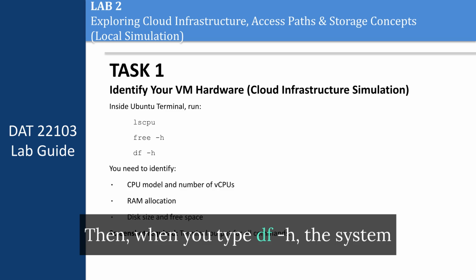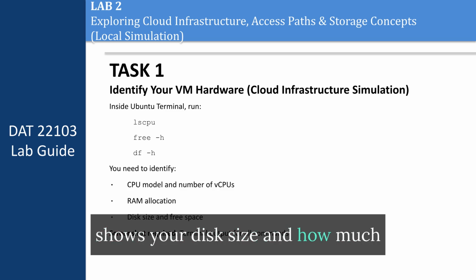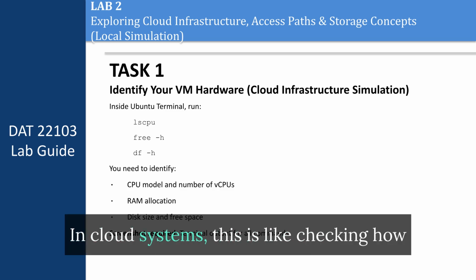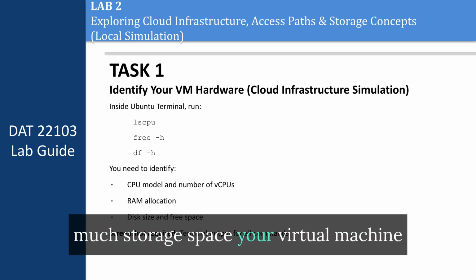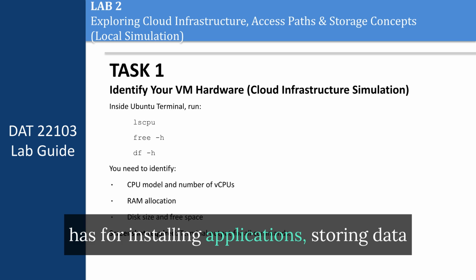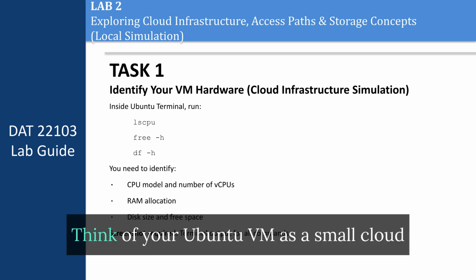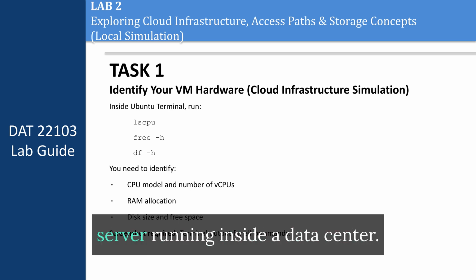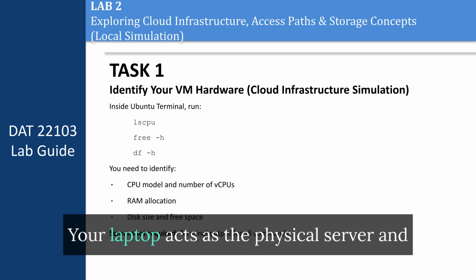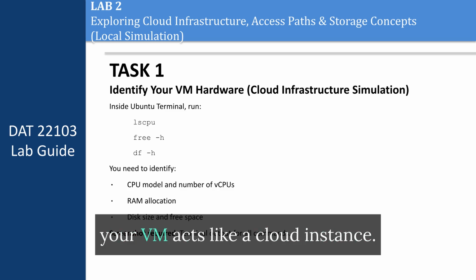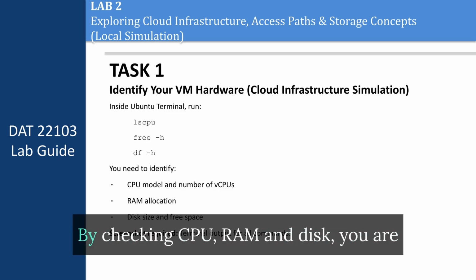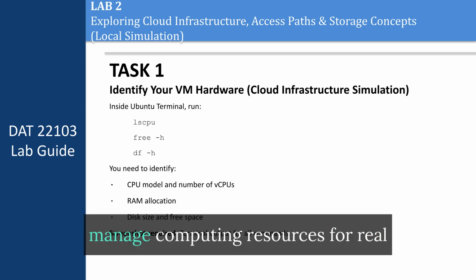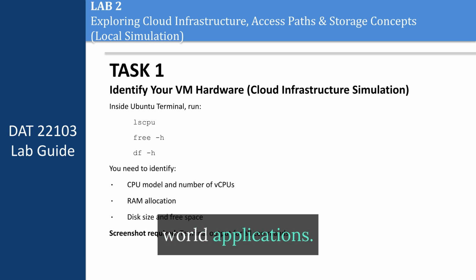Then, when you type df -h, the system shows your disk size and how much storage is free. In cloud systems, this is like checking how much storage space your virtual machine has for installing applications, storing data, or saving logs. Think of your Ubuntu VM as a small cloud server running inside a data center. Your laptop acts as the physical server, and your VM acts like a cloud instance. By checking CPU, RAM, and disk, you are learning how cloud providers allocate and manage computing resources for real-world applications.